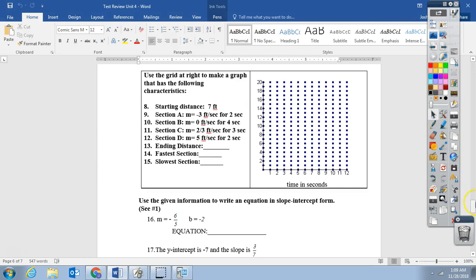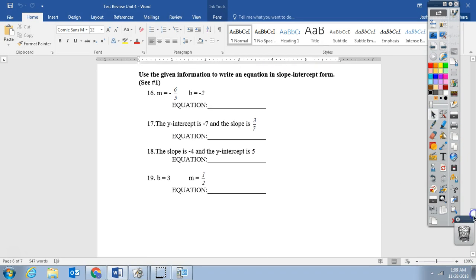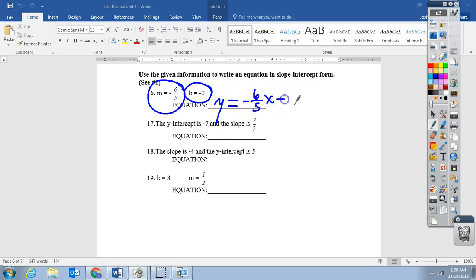The last little part down here is also kind of leading you into some things we're going to talk about even in the next chapter. It says here's my slope, here's my b, my y-intercept. What's the equation? y equals mx plus b. You didn't do plus, you did minus. That's because it's a -2 for b. y equals 3 over 7x minus 7. Here's my y-intercept. Here's my slope.